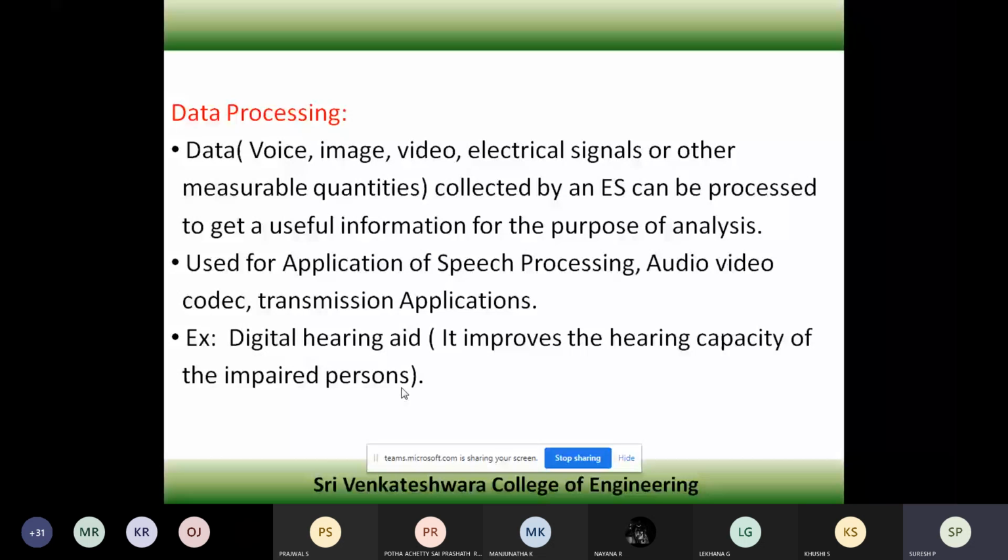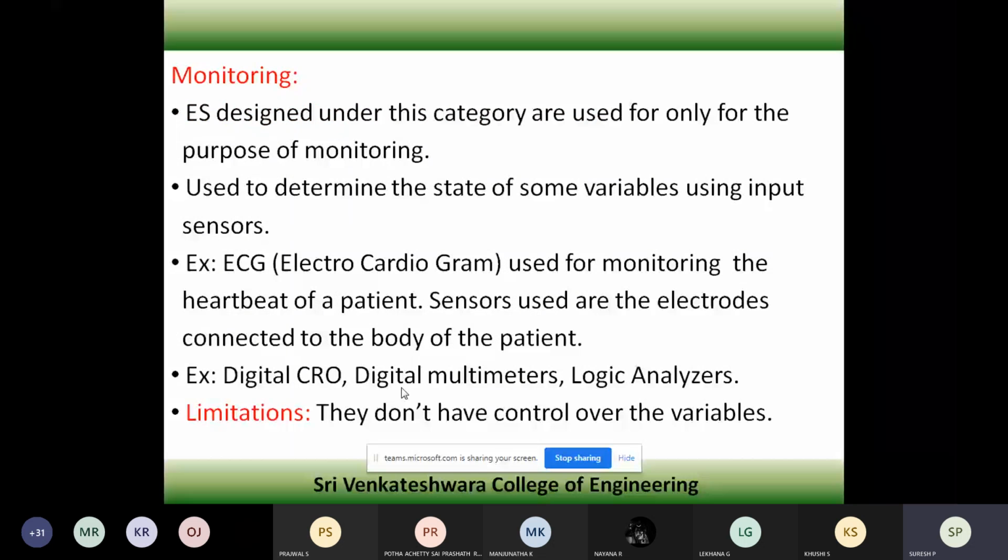Next came monitoring. The embedded systems designed under this category are used only for the purpose of monitoring. It is used to determine the state of some variable using input sensors. You are going to have sensors, and with the help of the sensors, it determines the state of some variables.